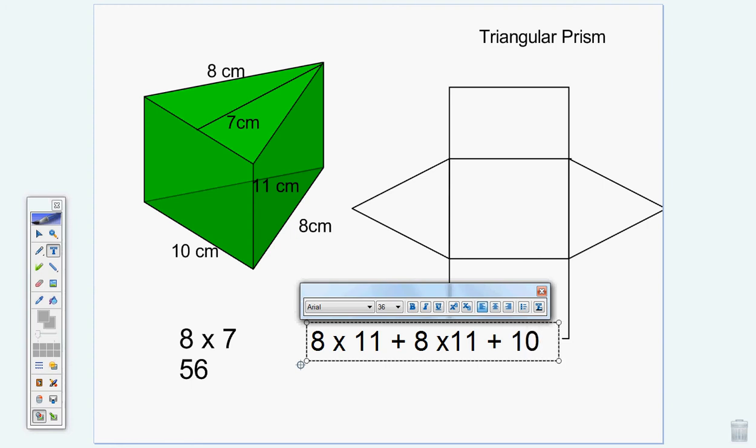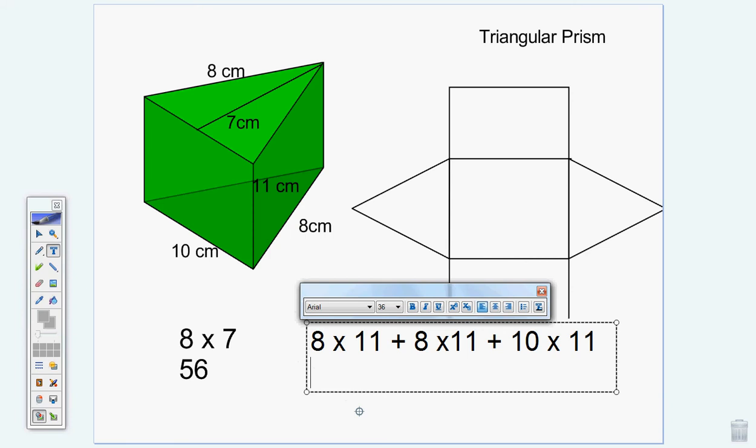And again, I could have just added 8 plus 8 plus 10 and then times by 11, hence the distributive property. I could get my answer now. So 8 times 11, 88 plus 88 plus 110. So in my calculator here, I enter 88 plus 110. I get 286.